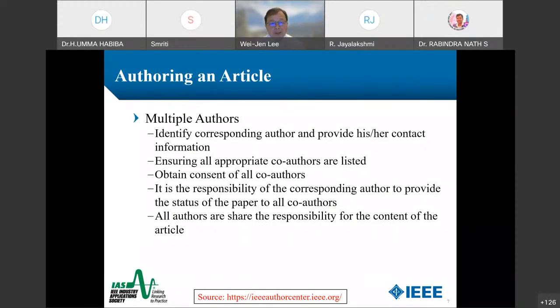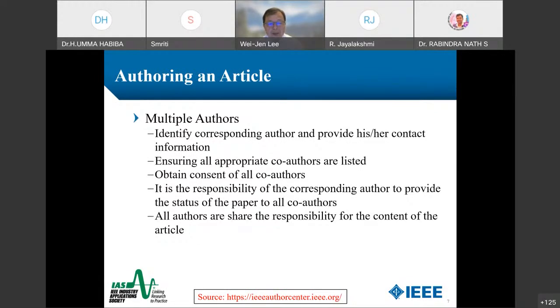If you have multiple authors, you have to identify the corresponding author and provide his or her contact information, because a lot of publications only correspond with the corresponding author. The corresponding author will be the point of contact, and he or she should disseminate the information that he or she has received.